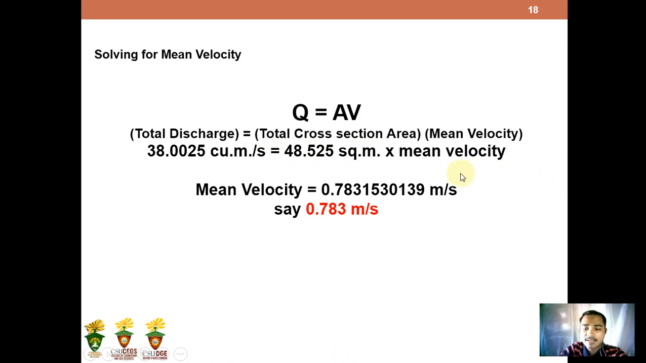And the one that was asked in the problem is the mean velocity at that specific range line. So we have a total discharge, we have a total cross section, so we are going to get now the mean velocity. Solving mathematically, we can have a mean velocity of 0.7831530139 meter per second, or let's say this is 0.783 meter per second. So this will now be the answer for letter C of our sample problem.